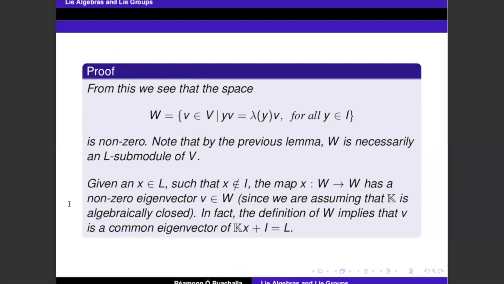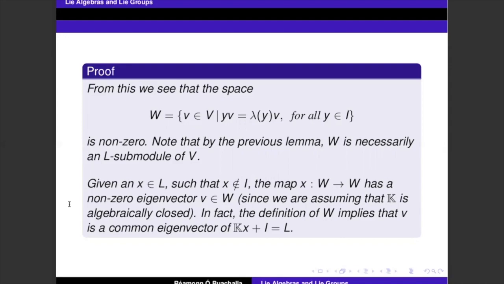But remember I said before, this space could be 0. Well, in this particular case we're looking at, it won't be, because of the inductive hypothesis. We showed that by the inductive hypothesis, the first part of Lie's theorem says that there will exist a common eigenvector for I. So the thing is non-zero. And by the previous lemma, as I was saying earlier on, it's necessarily an L submodule. This is where we're using the previous lemma that we went to all of the work to establish.